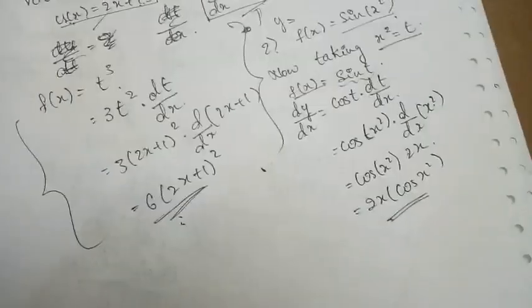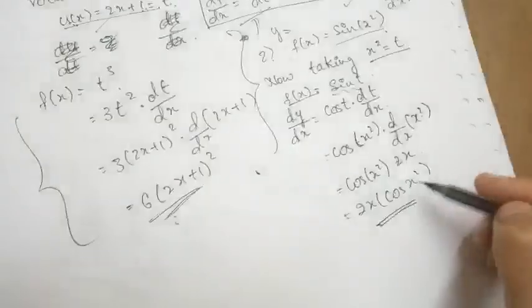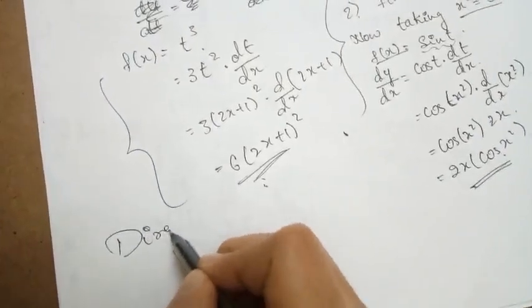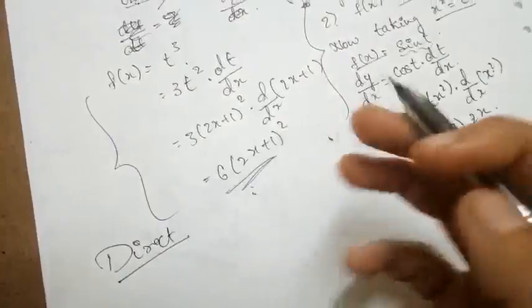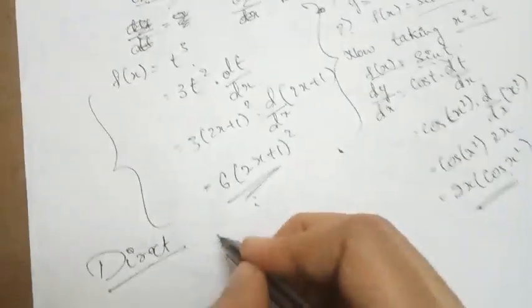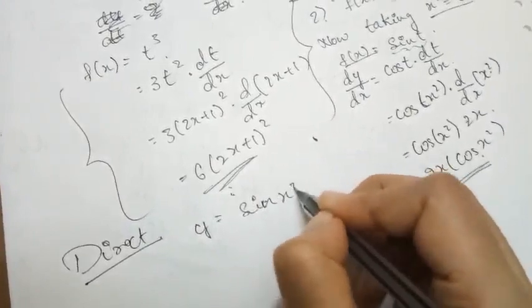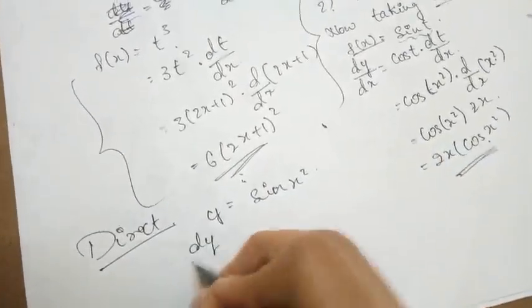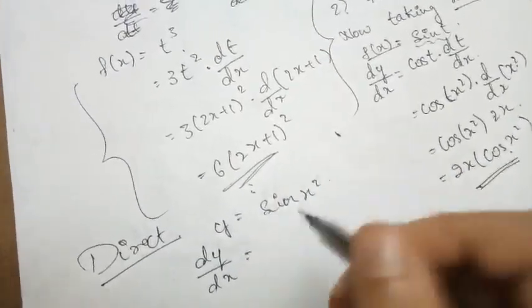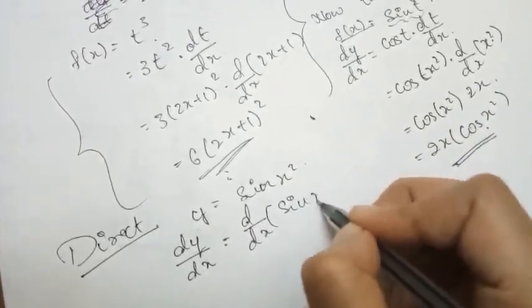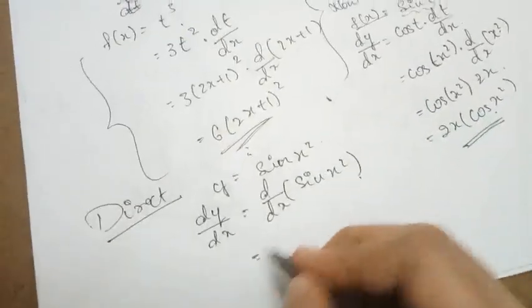2x cos x square. So this is the derivative of this one. So direct substitution, if you understand this concept clearly, means a direct or alternative way of solving this one. Suppose y is equal to sin x square, then dy by dx, how will it go? d by dx of sin x square. How can I solve this one?